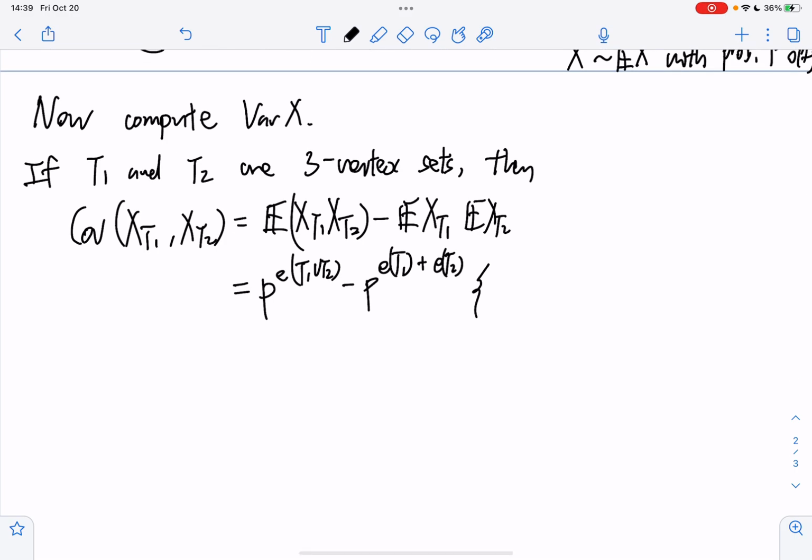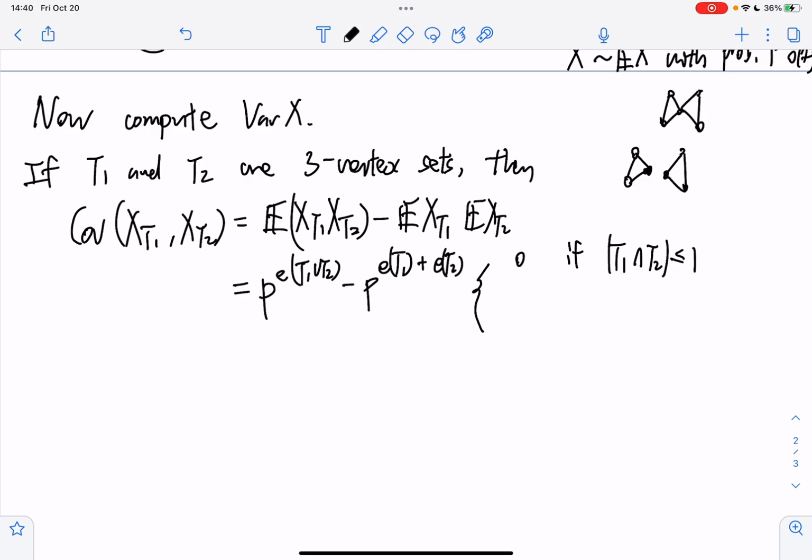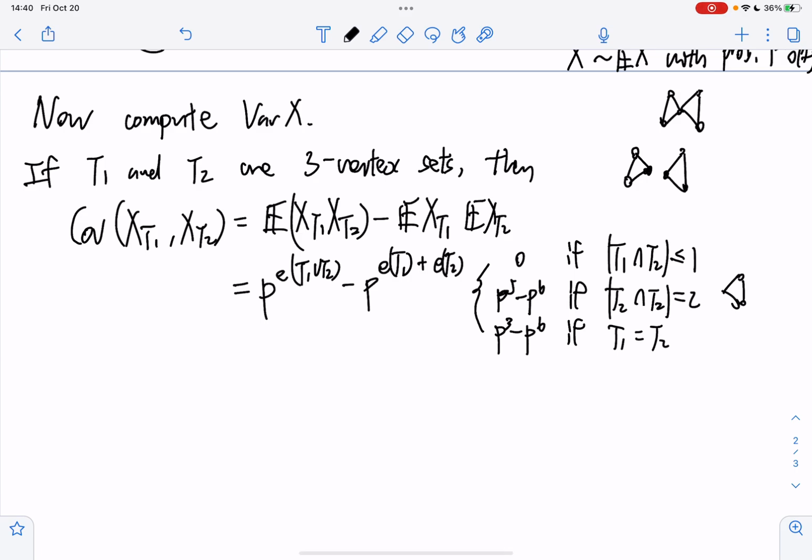And by discussing cases, you will see that this equals 0 if T1 and T2 have at most 1 common vertex, so they share no common edges, in this case. It equals p to the 5th minus p to the 6th if they have two common vertices, in this case, and p cubed minus p to the 6th if they are exactly the same, the third case.